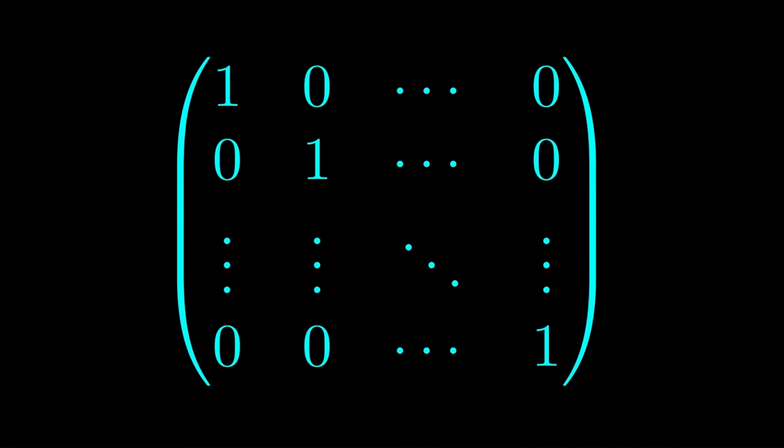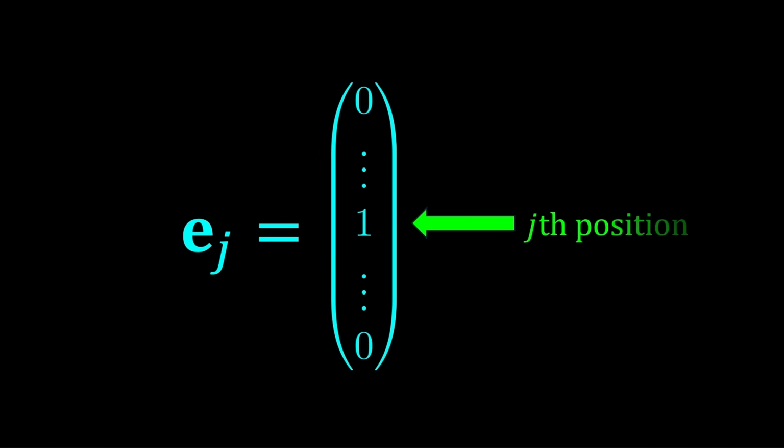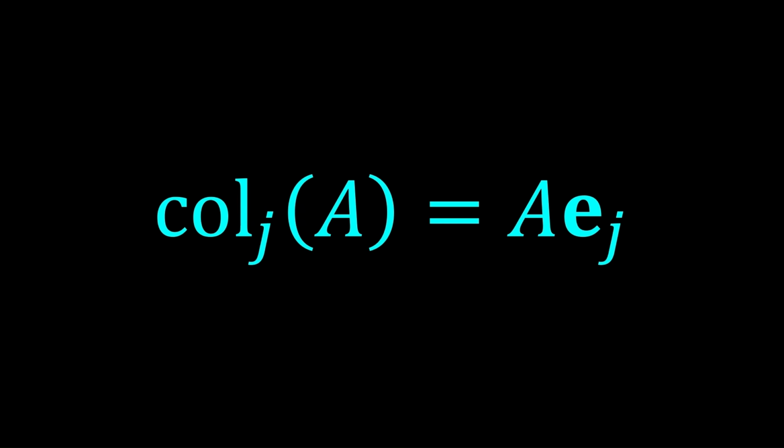An arbitrary identity matrix looks something like this. The jth column would have a 1 in the jth position and 0 everywhere else. And we actually have a name for this vector. It's called e_j. e_j is the vector with 1 in the jth position and 0 everywhere else. And this is the special vector such that A times that vector will give us the jth column of A. And this works for any A, as long as you choose the right sized e_j so that the matrix multiplication works. And you can check for yourself that this really does work.